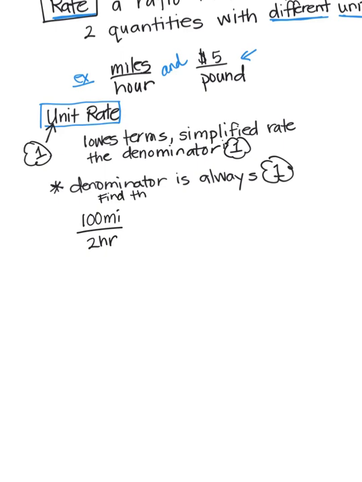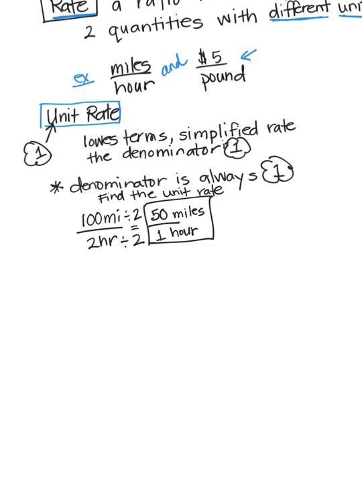So in order to find the unit rate, you need to make that denominator 1. Right now, the denominator is not 1, it's 2. So I want this to become 1. The way that I can do that is I can divide the top and the bottom by the bottom number. The bottom number right here is 2. So 2 divided by 2 gives me 1. If I divide the top number, I get 50 because 100 divided by 2 equals 50. So the unit rate is 50 miles per 1 hour. This is the unit rate.